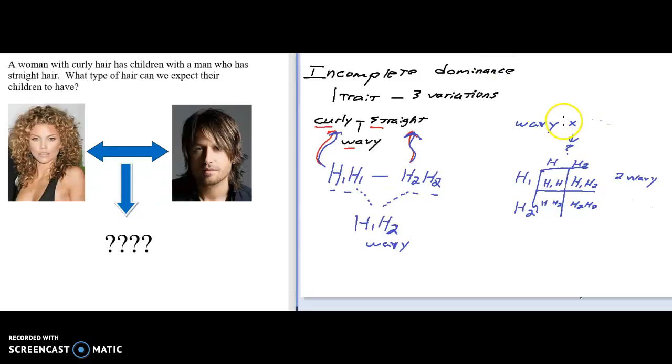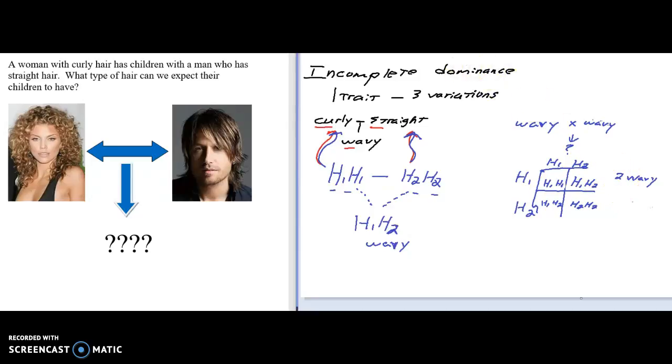Okay, so let me go back, and I have 2 wavy-haired individuals that are reproducing. So H1, H2, H1, H2. If these 2 alleles combined, you got H1, H1. If this allele and that allele combine, you have an H1, H2. That allele and that allele, H1, H2. Those 2 alleles, H2, H2.